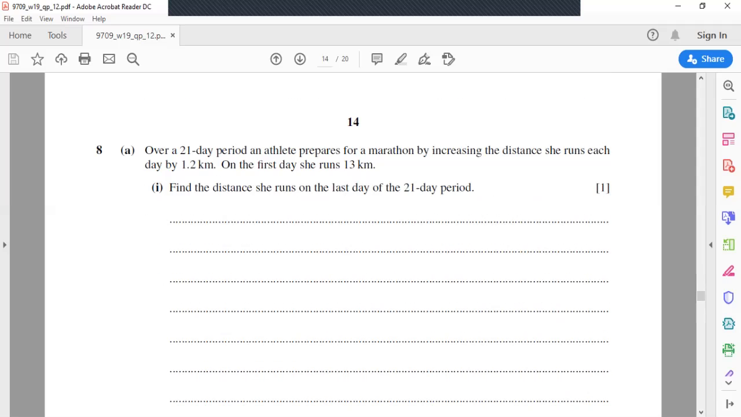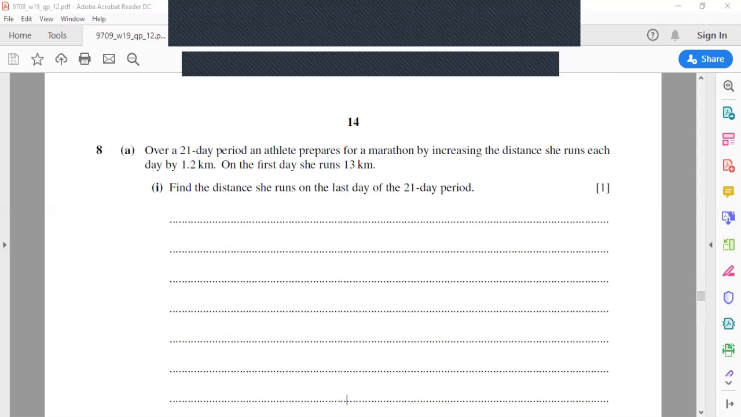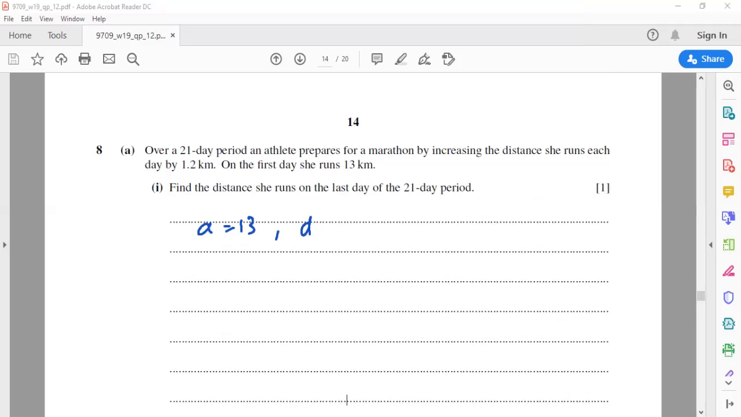Over a period of 21 days, she is increasing the distance she runs. So it's going to be an arithmetic progression in which our a is 13, given to us, and our d is 1.2. The last day means the 21st day, how much she runs. So that is going to be a plus 20d, which is 13 plus 20 times 1.2, and using the calculator, she runs 37 kilometers on day 21.